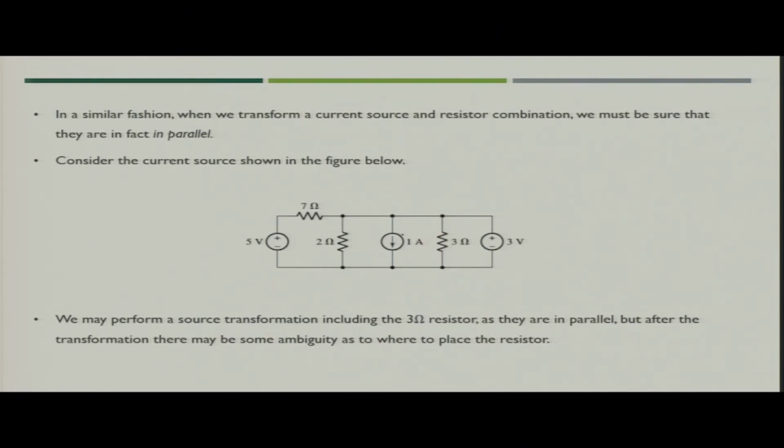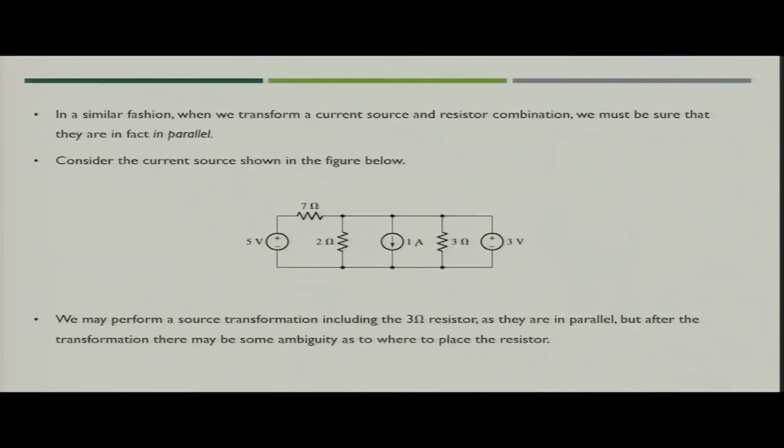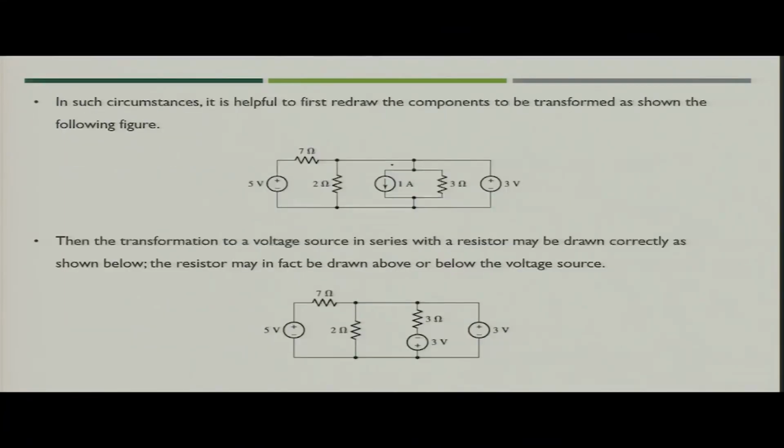If we are not sure how it will look, you can modify the circuit slightly. Like here you see 1 ampere current source is in parallel with 3 ohm. So, you can redraw the circuit in this fashion, so that you can easily see that there is a 1 ampere current source in parallel with a 3 ohm resistance. So, when you are sure, then you can apply the source transformation and get the value.